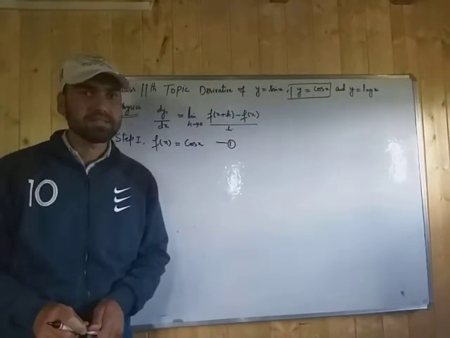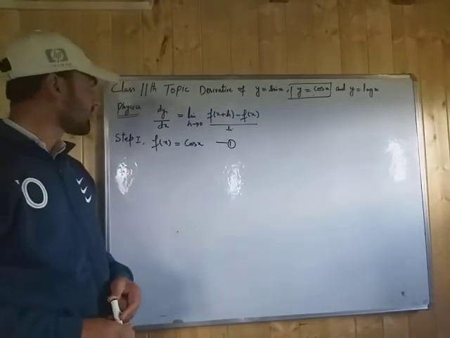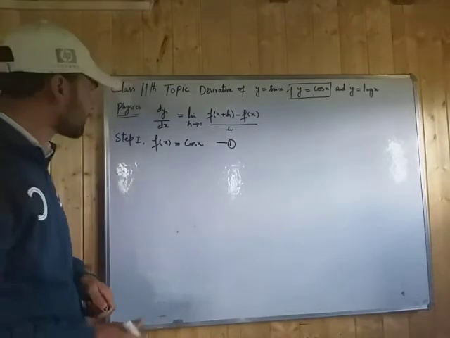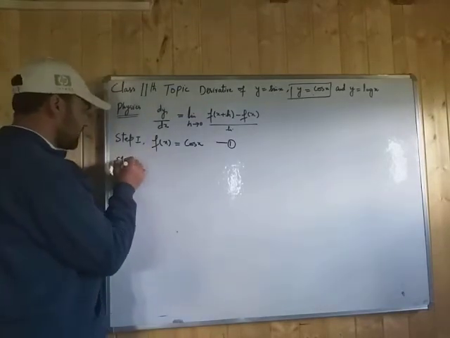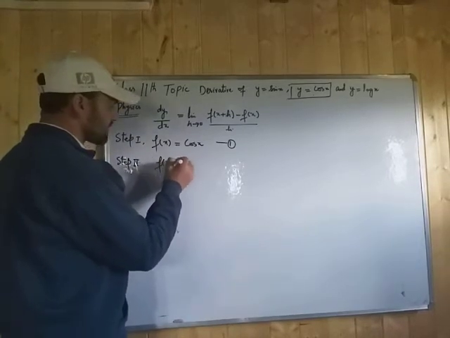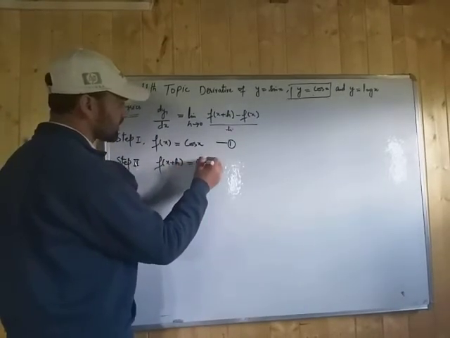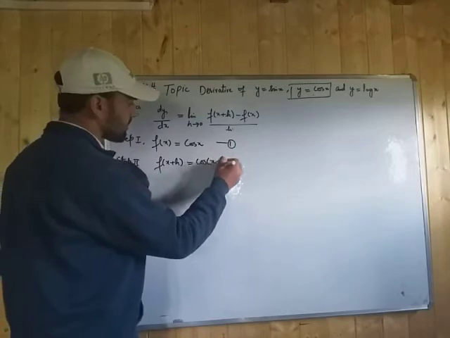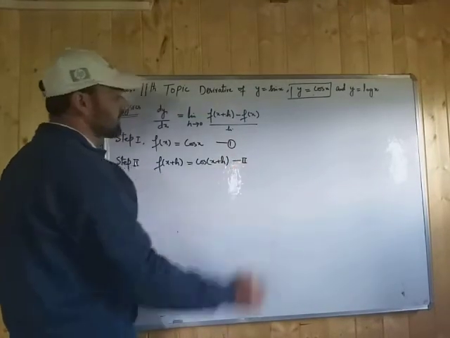And the second step is we give the increment of x as x plus h. So we'll write step second, that is f of x plus h is equal to cos of x plus h. So this is the second equation.